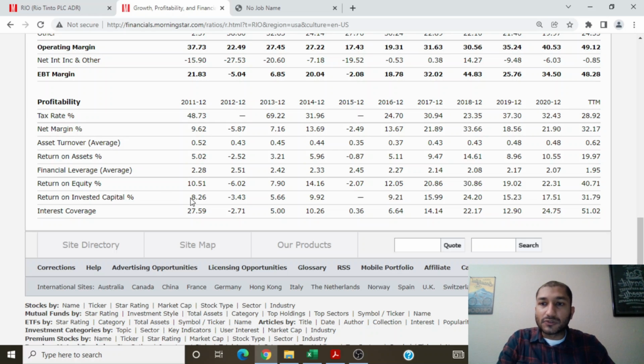Back in 2011, the company's return on equity was about 10.51%. For the year 2020, it was about 22.31%. And for the trailing 12 months, it was about 40.71%. There were 3 years back in 2015, 2013, and 2012 when the company reported a return on equity that was less than 8%.